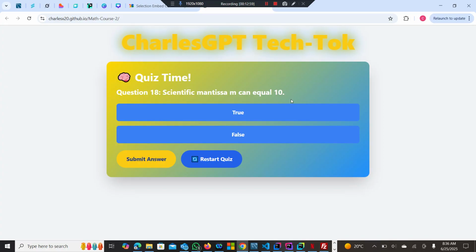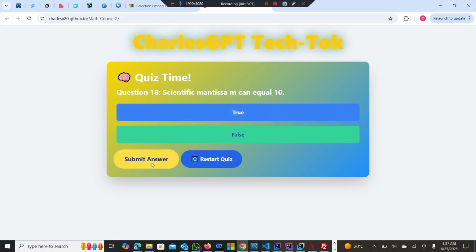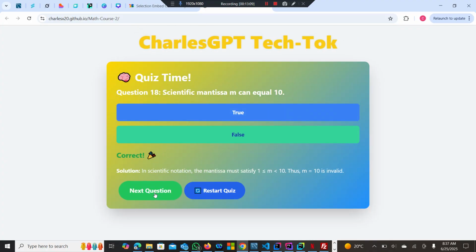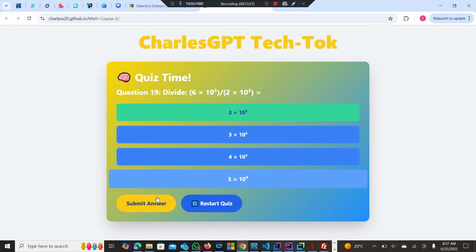1, 2, 3, 4, 5, 6, 7, 8, 9. It can be 1.5, 1.6, 2.3, 2.4, stuff like that. So you submit. Okay, next, divide 6 times 10 raised to power 5 divided by this. Since it's division, first of all, we divide the mantissas: 6 divided by 2 would be 3. Then you subtract the exponents. 5 minus 2 would be 3. So I think this is the answer.